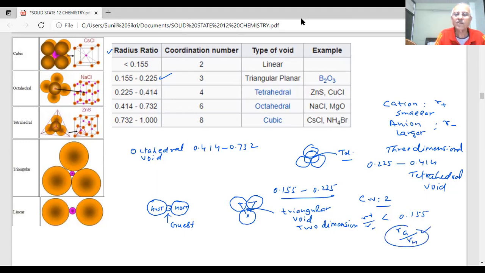Understood? Right? So the same thing: the smaller one, the smaller cation, the smaller ion, which we are calling the guest, and these are the host, students. And if the radius ratio of the guest is more than 0.732, then it cannot fit into the octahedral. And then the largest possible void, students, which one? Cubic void. Cubic void, students, this is the largest, which goes from 0.732 to 1.00.